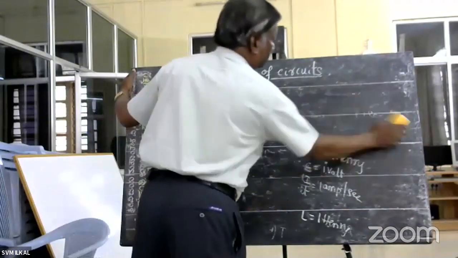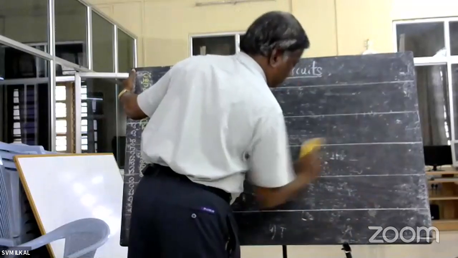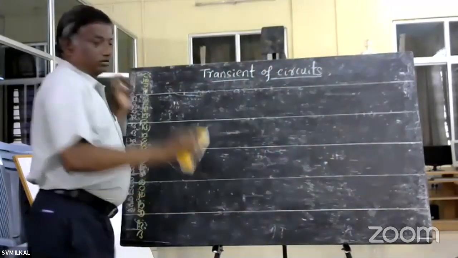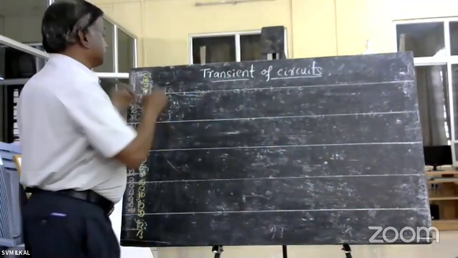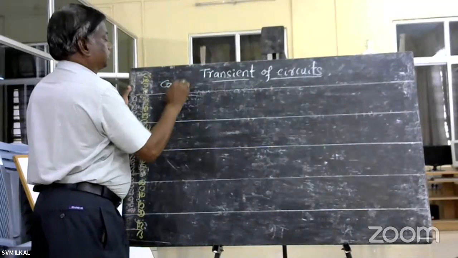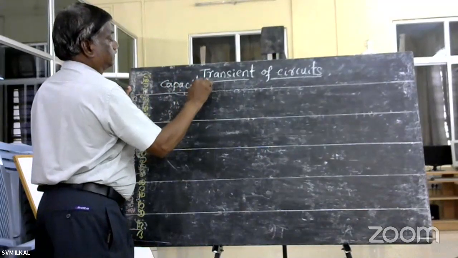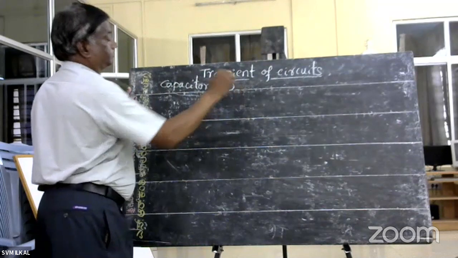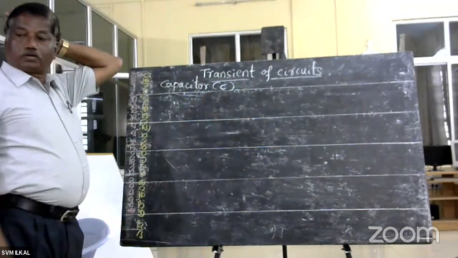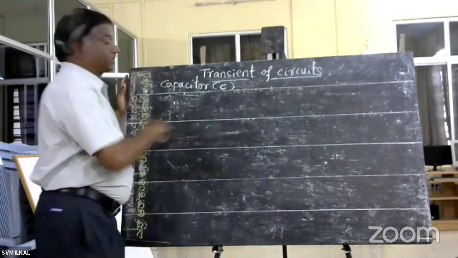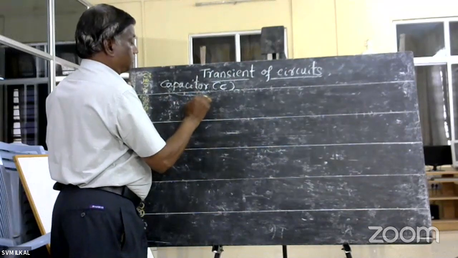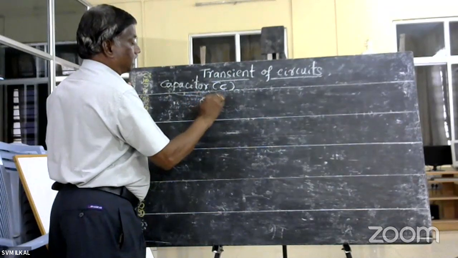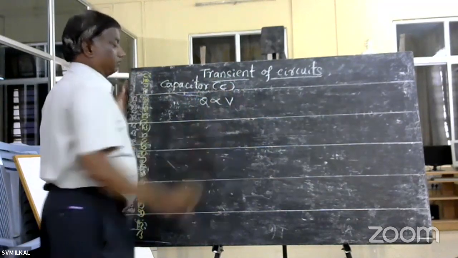Okay. The third circuit element is the capacitor. What is that? Capacitor, C. So, the capacity of the capacitor is nothing but, usually Q is directly proportional to V.